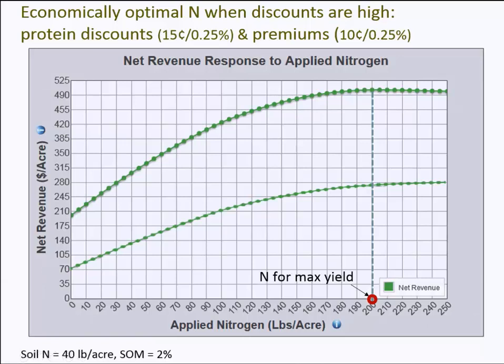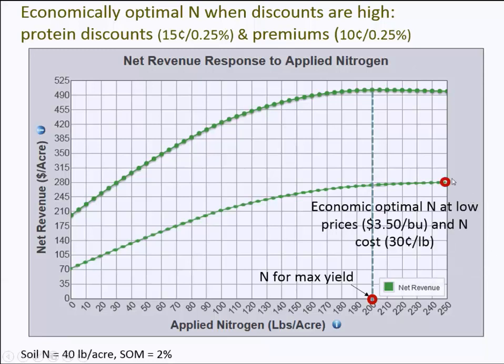That was when protein discounts were relatively low. In this scenario here, we have relatively high protein discounts. So here again, the nitrogen for maximum yield was 200 pounds of nitrogen per acre. But the best economic situation with high protein discounts is to apply somewhat more nitrogen to really chase that protein.